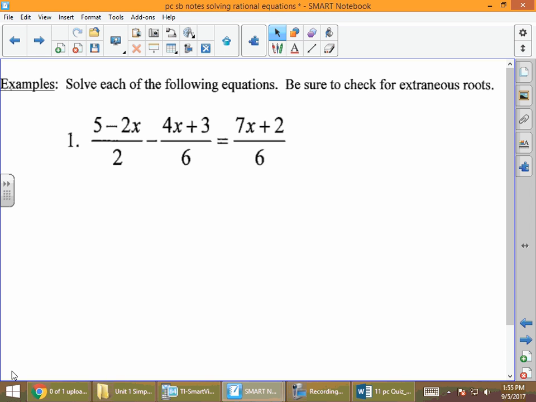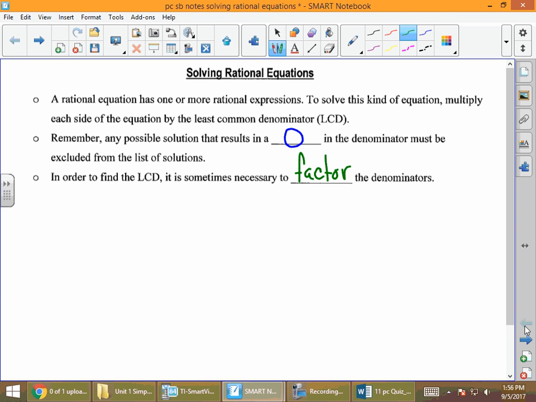And if you don't know, ask yourself this question. Will 2 go into 6 evenly? Yes. So our least common denominator is 6. Well, what our directions say back on this first page is that to solve this kind of equation, multiply each side of the equation by the least common denominator.